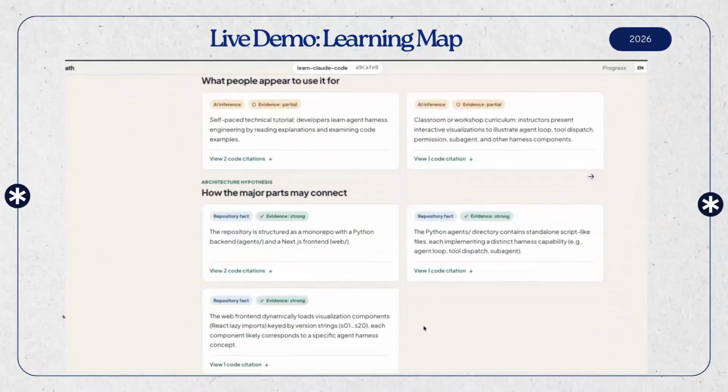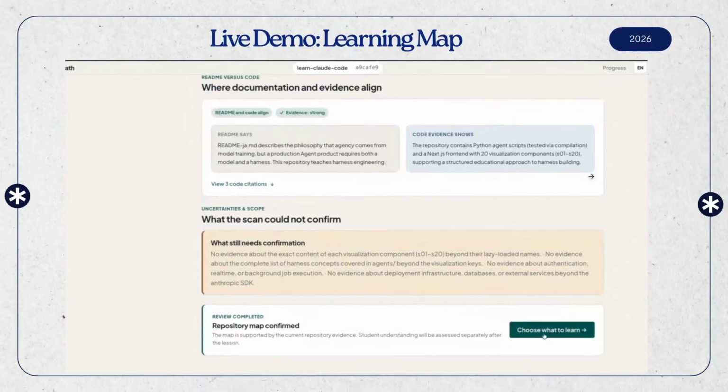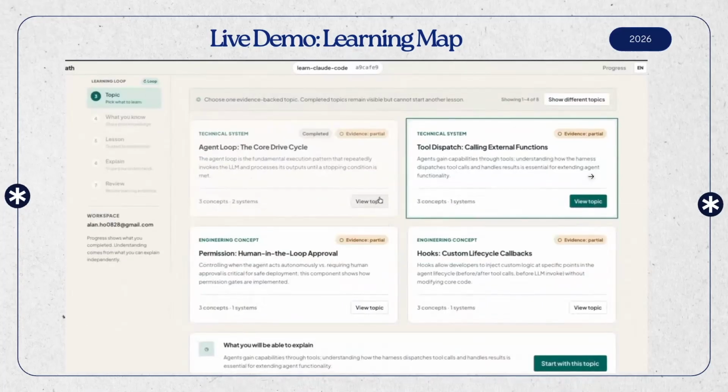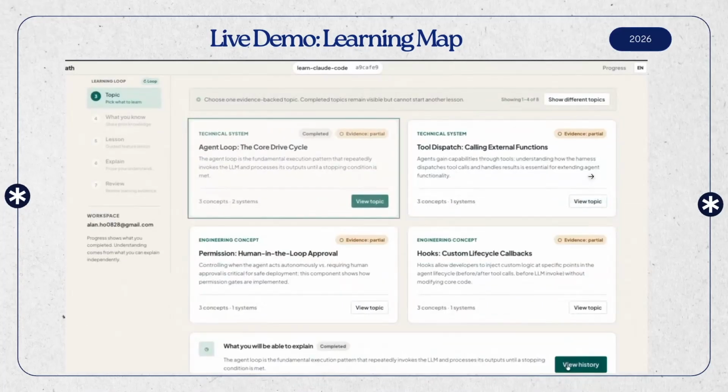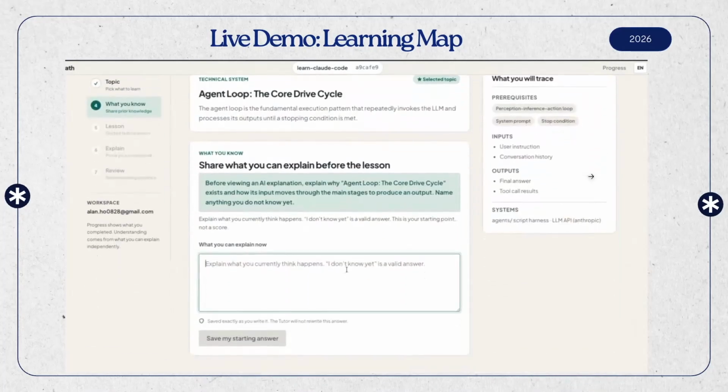RepoPath reads a public GitHub repository at a fixed commit and creates a structured learning map. It connects product capability, technical systems, reusable concepts, and repository evidence. The learner selects one objective and records a baseline answer before receiving help.